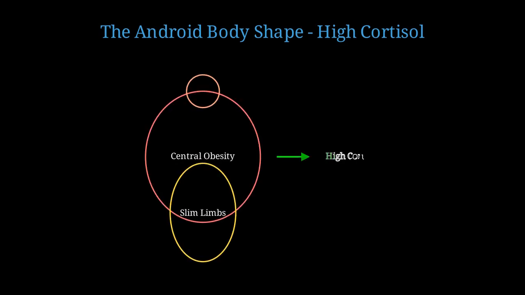Let's examine the first major body shape pattern, the android or apple shape. This pattern is associated with elevated cortisol levels. The android shape features central or abdominal obesity with fat accumulating around the midsection, while the limbs remain relatively thin. This is the classic stress hormone body shape.